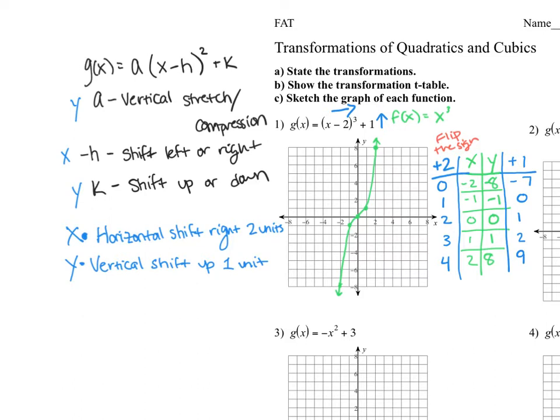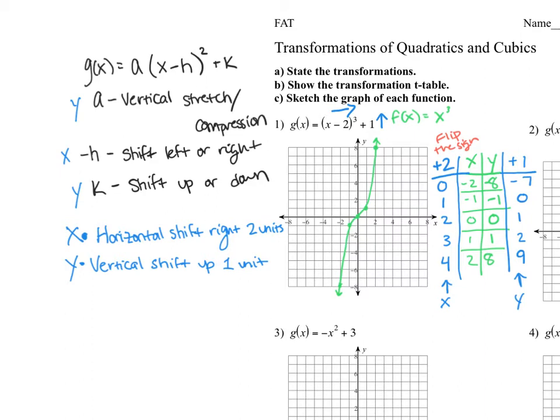So for us, these are all the transformations that we have, and now we're going to graph our new points, so whatever we have on the outside. So these are our new x values, and these are our new y values. So we've done part A, listing our transformations or stating the transformations. Part B is show the transformation t-table. That's what we have right here. Part C is sketch the graph. So let's do that. I'll do that in blue.